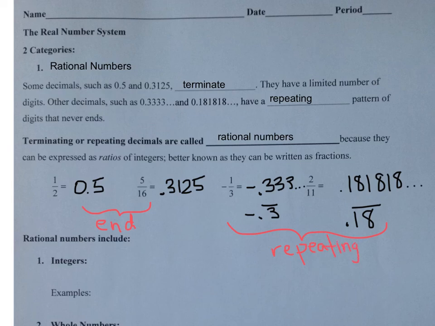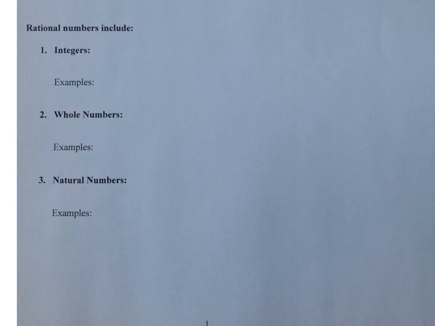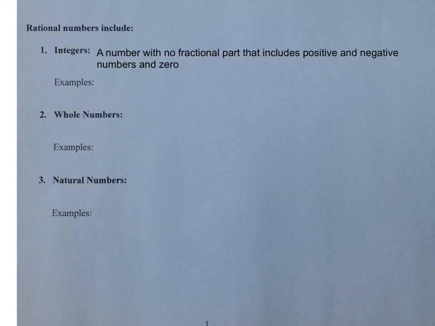Okay, so let's look at some more examples of what rational numbers include. So rational numbers include three different categories: integers, whole numbers, and natural numbers. So we're going to define each. So an integer is a number with no fractional part that includes positive and negative numbers and 0. So again, an integer is a number with no fractional part. That means there's no fraction. And it includes positive numbers, negative numbers, and 0.